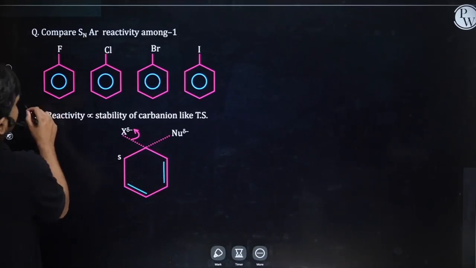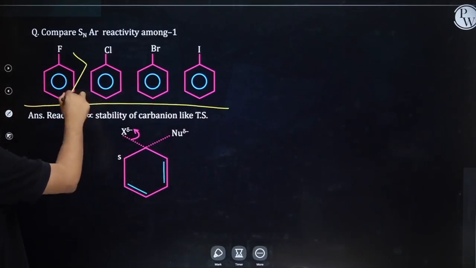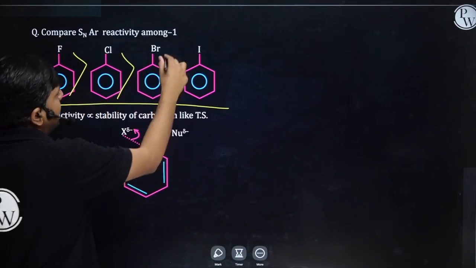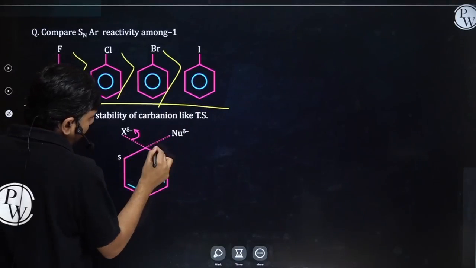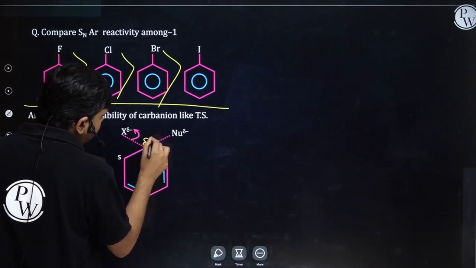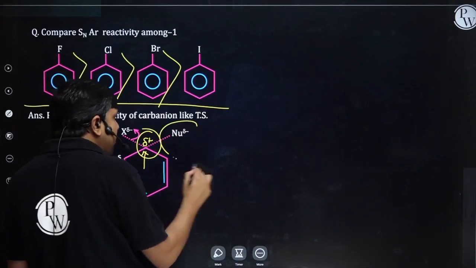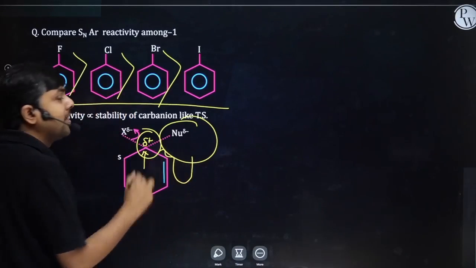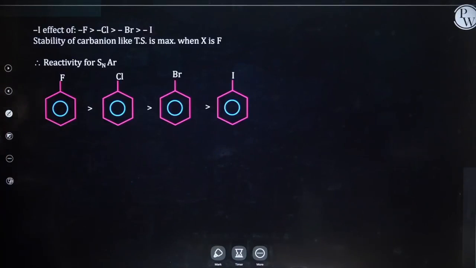We have to compare the rate of the SNAr reaction. We have just now discussed: ArF, then ArCl, then ArBr, then ArI. Because here I am having a positive character, right? The more the electron deficiency on this particular carbon, the faster will be the attack of the nucleophile. Am I clear? Okay.